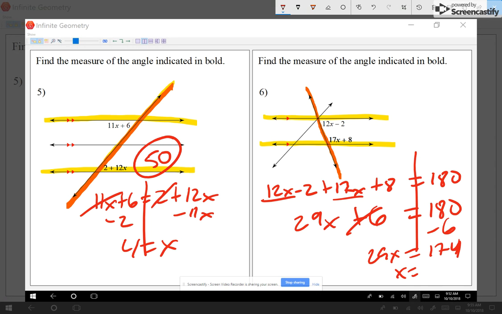Divide both sides by 29. In this case it happens to be 6. 174 divided by 29 gives us 6. So we're looking at 17 times 6 plus 8. 17 times 6 is 102, and then 102 plus 8 is 110.